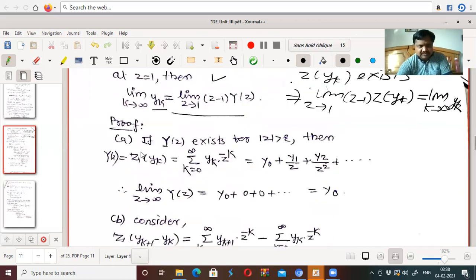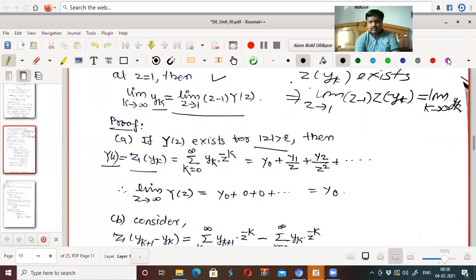Suppose for the first result, if capital Y of z exists for mod z greater than r, as given, then capital Y of z is nothing but Z transform of yk, which is equal to summation from k equal to 0 to infinity of yk into z to the power minus k. By using the definition of Z transform, this is y0 plus y1 upon z plus y2 upon z square and so on. This is just an extension by putting k equal to 0, k equal to 1, k equal to 2 and so on.